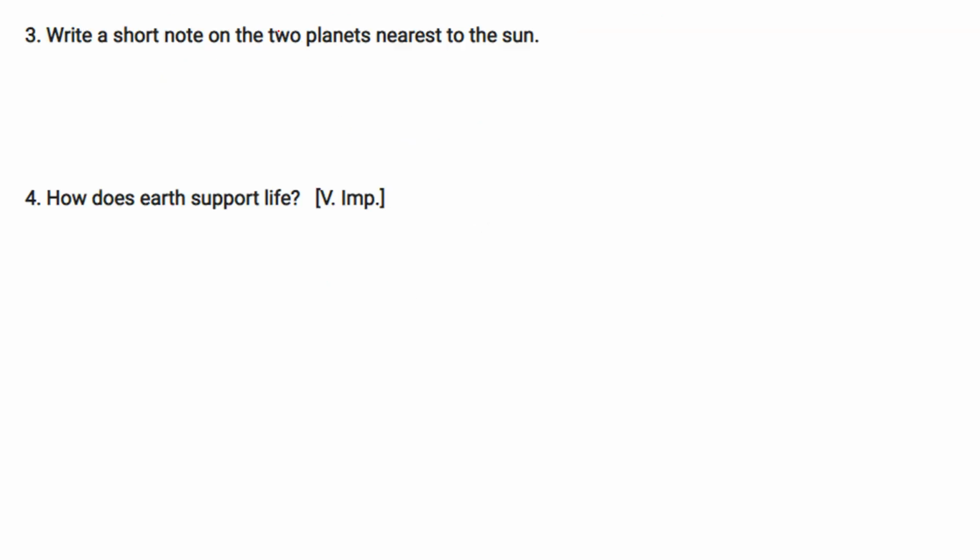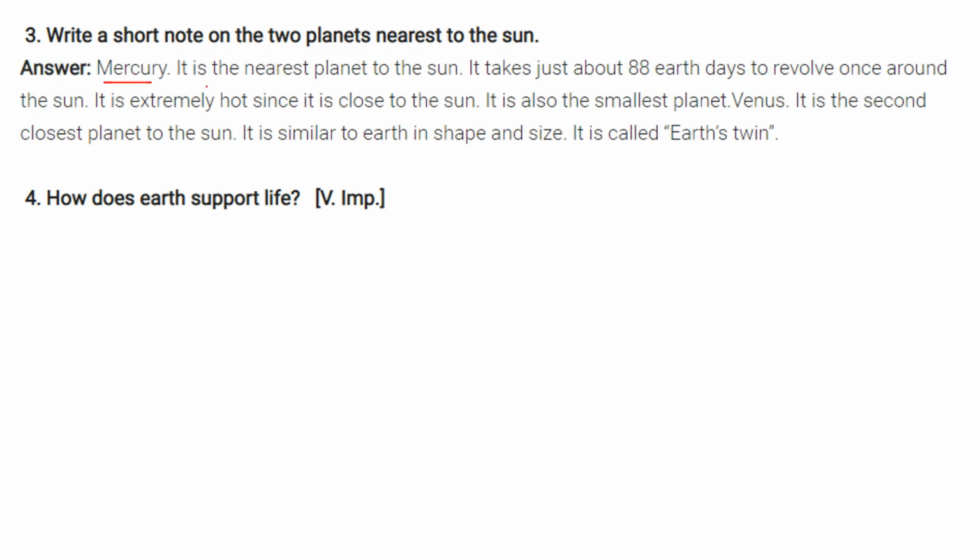Write a short note on the two planets nearest to the sun. So Mercury is the nearest planet to the sun. It takes just about 88 Earth days to revolve once around the sun. It is extremely hot since it is closest to the sun, and it is also the smallest planet. When we talk about Venus, it is the second closest to the sun, and it is almost similar to the shape and size of the Earth, and it is called Earth's twin.